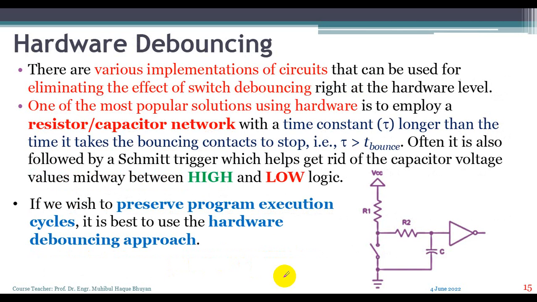So there are several ways you can do it. This is the hardware debouncing circuit. There are various implementations of circuits that can be used for eliminating the effect of switch bouncing right at the hardware level. Before you feed the signal to the circuit, use the hardware to make the signal clean, debounce it. One of the most popular solutions using hardware is to employ a resistor capacitor network with a time constant tau longer than the time it takes the bouncing contacts to stop. That means tau should be greater than the bouncing time, so it will avoid that bounce.